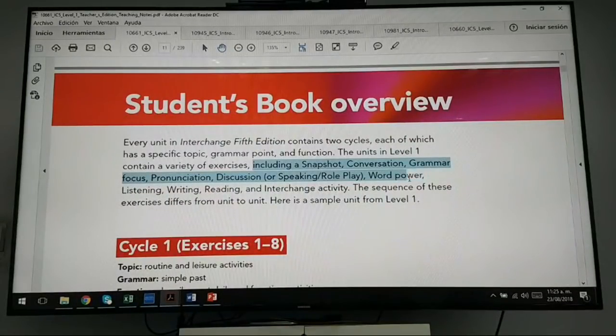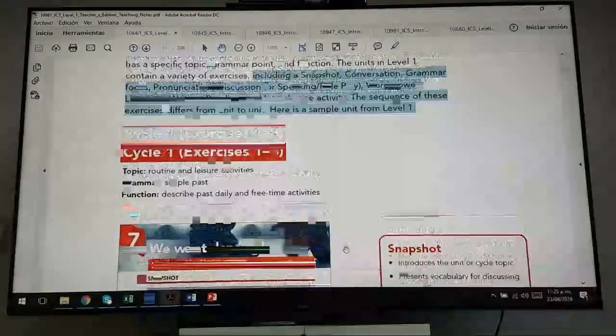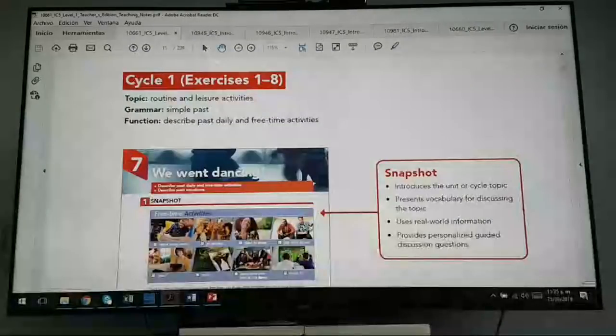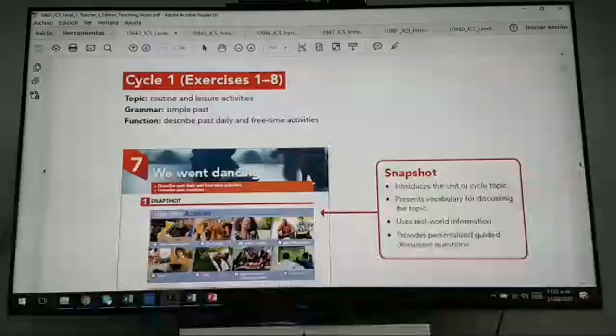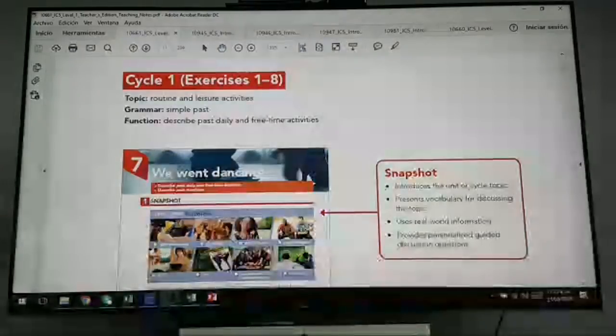There is reading and interchange activity. The sequence of these exercises differs from unit to unit, but this is basically what you will see. This is a screenshot of the student's course book, used to introduce the unit topic or cycle topic.